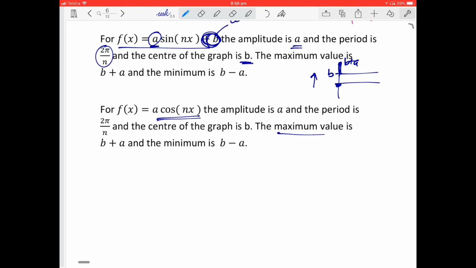So our maximum value is b plus a. Oh, I forgot to put a plus, there's supposed to be a plus b there. The amplitude is a, the period is 2 pi, and the center of the graph is b, because there's supposed to be a plus b there. The maximum value is b, our center, plus a, and the minimum value is b minus a.